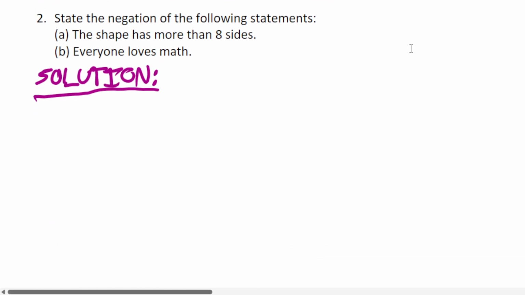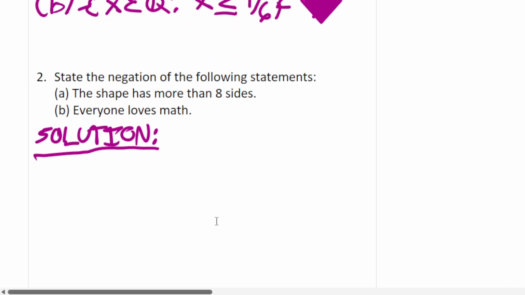All right. So for the second problem, we're asked to state the negation of the following statements. The shape has more than 8 sides, and everyone loves math. Well, if you remember for negations, they have the opposite truth value of the statement that they come from. So we just need to write something that's different from the original statement.